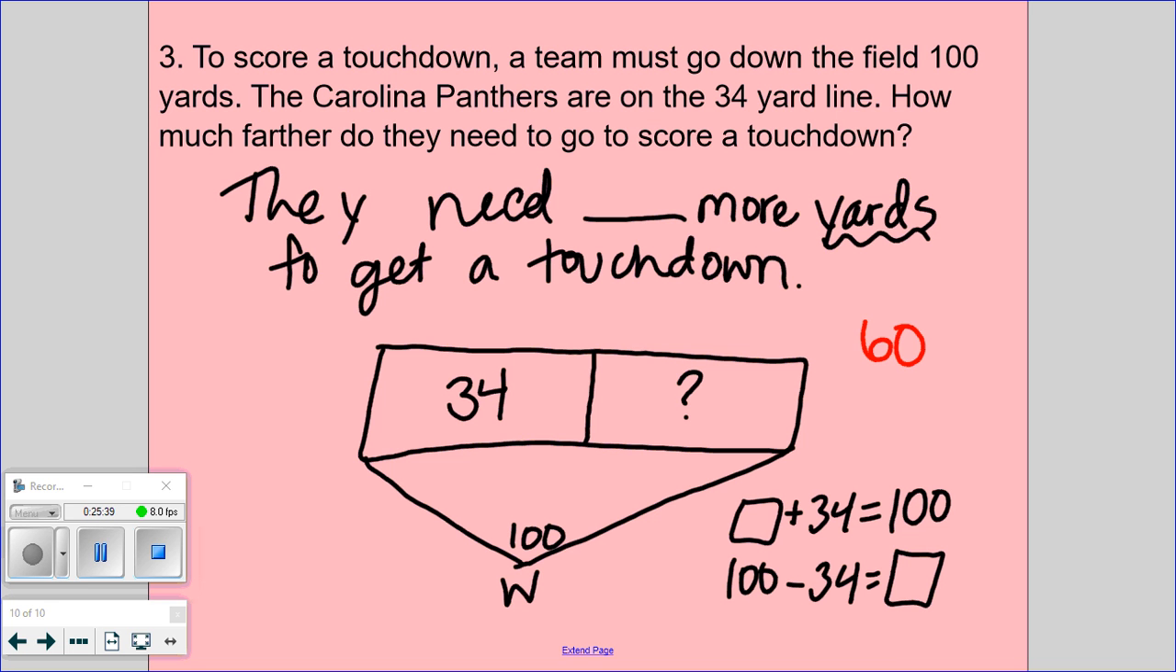I was at 94. That's where I stopped skip counting. Let's count on by ones to get from 94 to 100. Ready? 94, 95, 96, 97, 98, 99, 100. That is the difference of 6. So now I have 60 plus 6. I can do that easy peasy in my head. So my missing part is 66. They need 66 more yards.